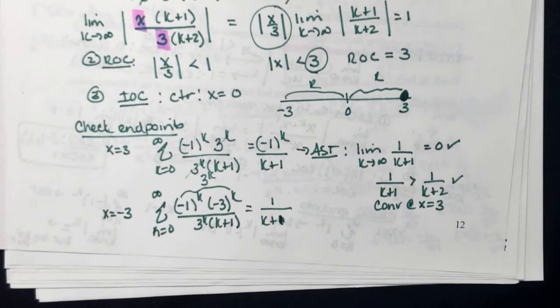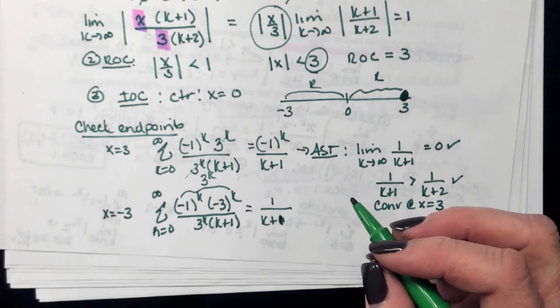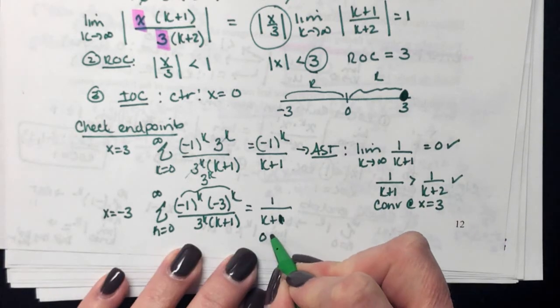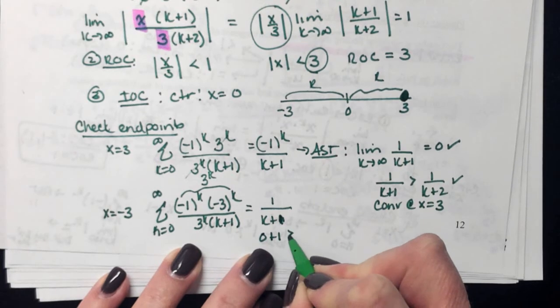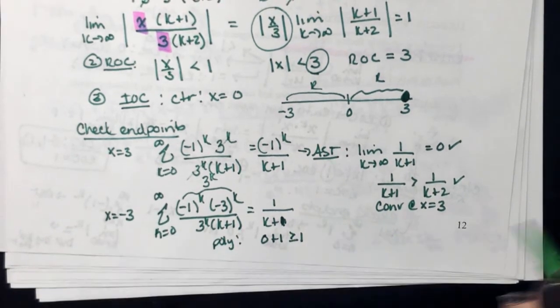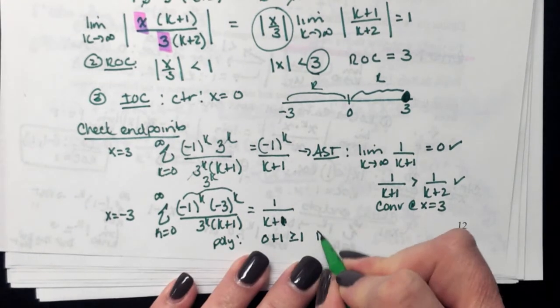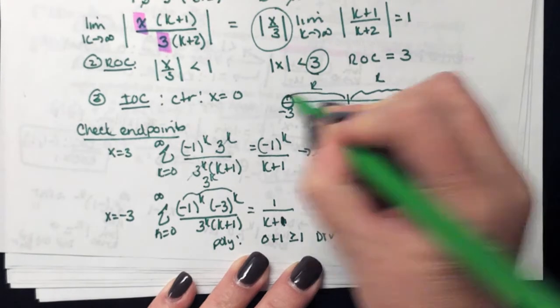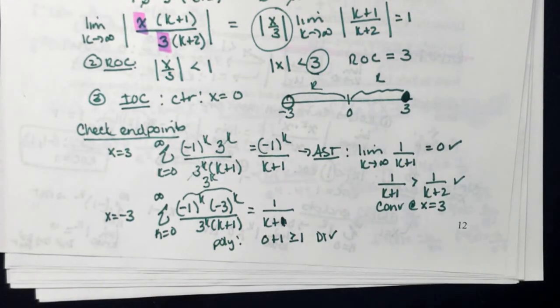So what test would be a good one to use on this? You could do your polynomial test, right? One of your favorites. So again, we've got 0 plus 1 is greater than or equal to what? By your poly test. So what's happening at x equals -3? Is it going to converge or is it going to diverge? Diverge. So I'm not going to include -3 in my interval of convergence.